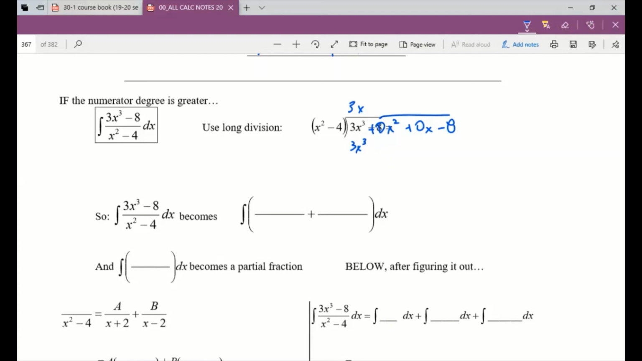3x times -4 is minus 12x. So let's write this underneath the 0x. When I subtract, this leaves me with 12x. I bring down my -8, and that ends up being our remainder. So therefore, this ends up being equal to our quotient, which is 3x, plus our remainder, 12x minus 8, over our divisor, which is x squared minus 4.